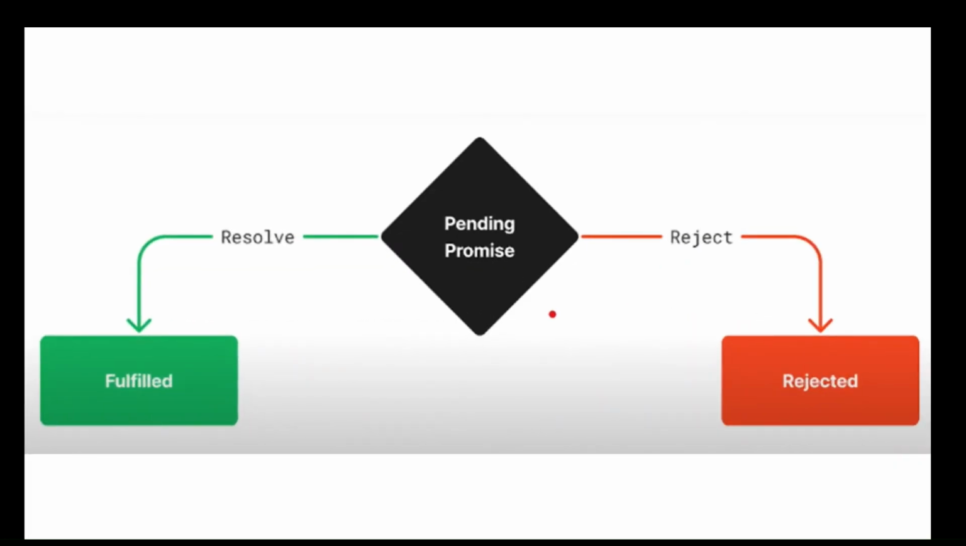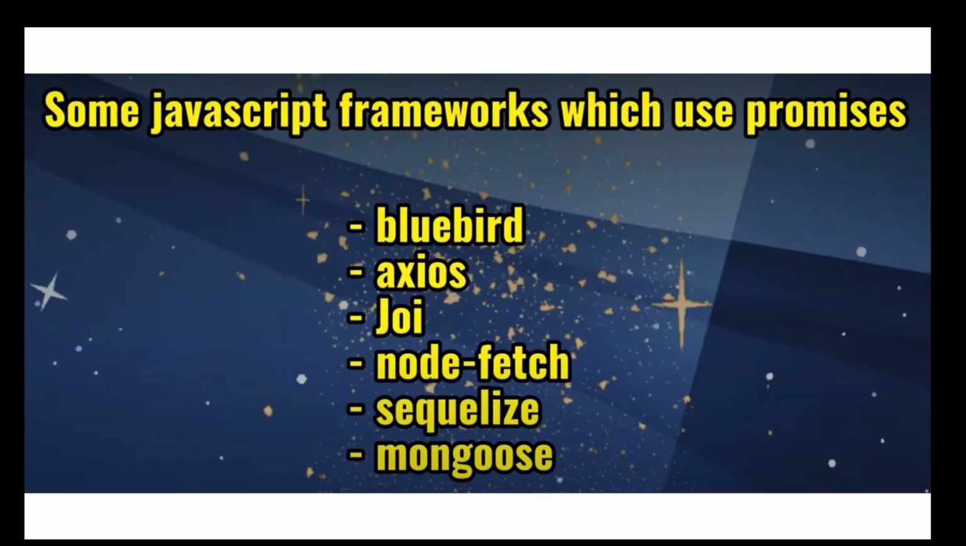Also, async await is built on top of the promise. The promise has both resolve and reject. If it's successful, then it will be resolved. If it has any error, then it will go to the rejected. Some JavaScript libraries which use promises are Bluebird, Axios, Joi, node-fetch, Sequelize, Mongoose. These are the famous packages using promises.